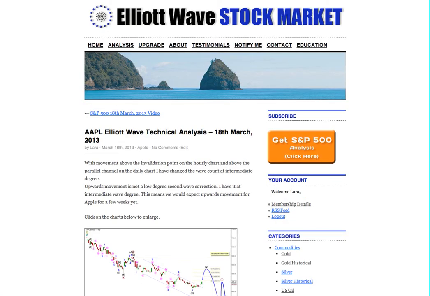Overall, I'm expecting upwards movement for a few weeks yet from Apple. It's going to be choppy, overlapping and corrective movement though. It won't just be a clean, clear upwards movement. And if the second wave unfolds as a flat correction, we may indeed see a new low on the way up.